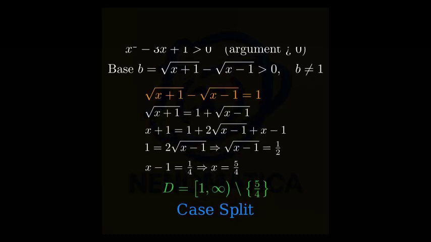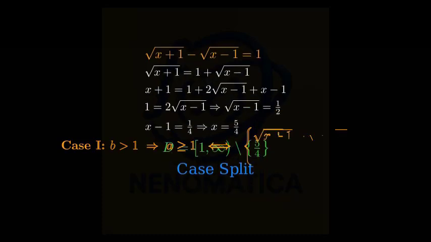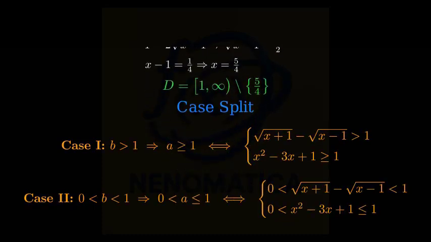Now, we split into two cases using the property of logarithmic inequalities. When the base is greater than 1, the inequality log base b of a greater than or equal to 0 means a is greater than or equal to 1. When the base is between 0 and 1, log base b of a greater than or equal to 0 means a is between 0 and 1, inclusive of 1, and strictly greater than 0.